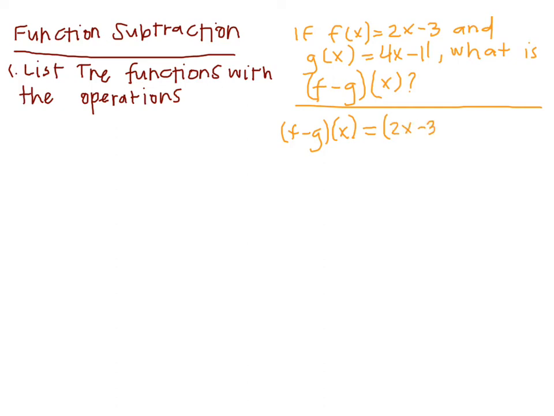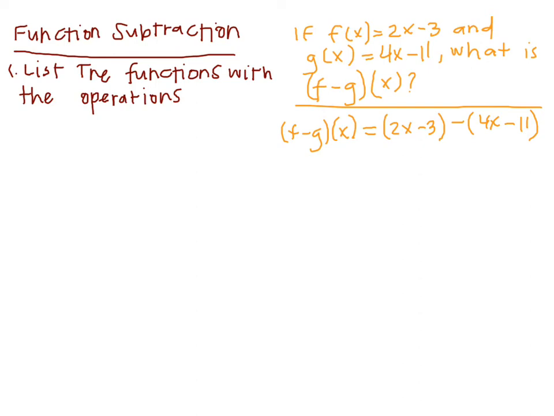Next, I need to do my operation. It's f minus g of x, so I'll do a minus symbol, and then function f minus function g. Well, if you look up above, you see that function g is 4x minus 11. So I have f minus g of x equals 2x minus 3 minus the quantity of 4x minus 11.